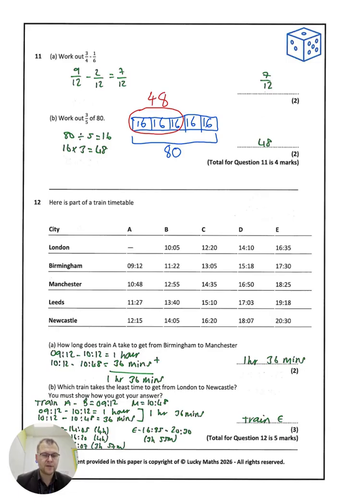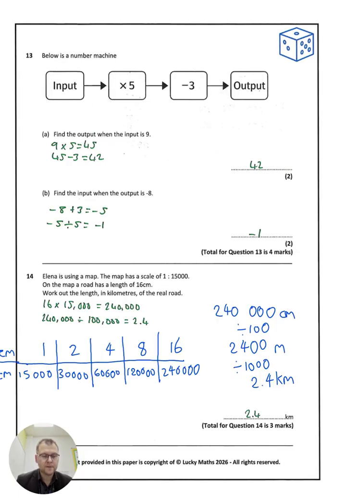Then we've got the train timetable question, nicely worked out there by Brad. Just a couple more to share with you. Not the number machine, but scale. Question 14 is a very common question where students do get confused, and that's mainly because there's no information in the actual scale. So I think a lot of students struggle because it says 1 to 15,000. They don't know which units.